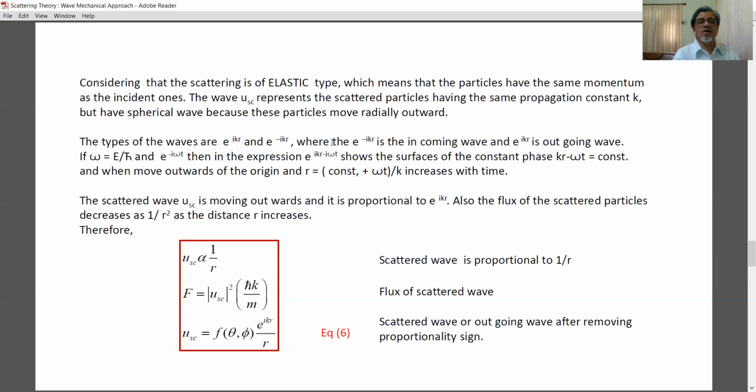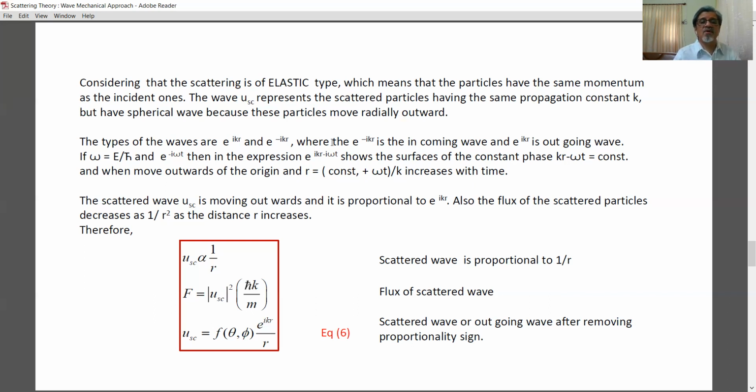When we move outward from the origin, r is equal to constant plus omega t divided by k, and it increases with time. And that is why that is the incoming wave, and the other is the outgoing wave. So that shows how incoming and outgoing waves are defined. The scattered wave, U scattered, is moving outward and it is proportional to e to the power ikr. Also, the flux of the scattered particles decreases as 1 upon r square as the distance r increases. So as distance r increases, the flux decreases by order of 1 upon r square.